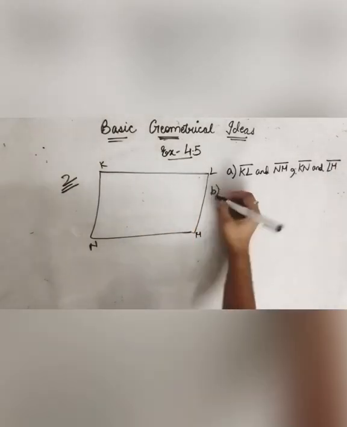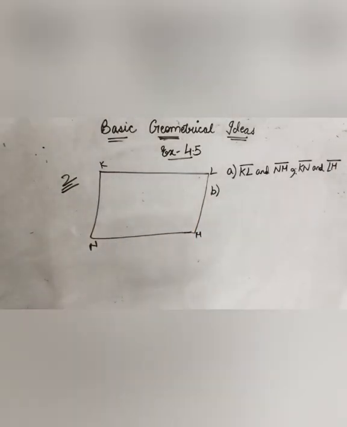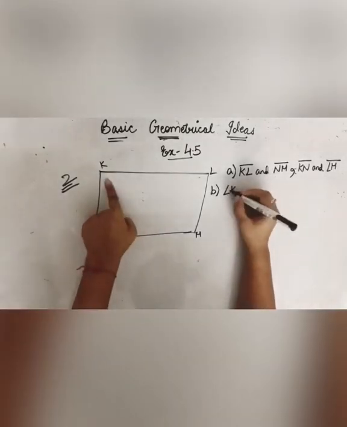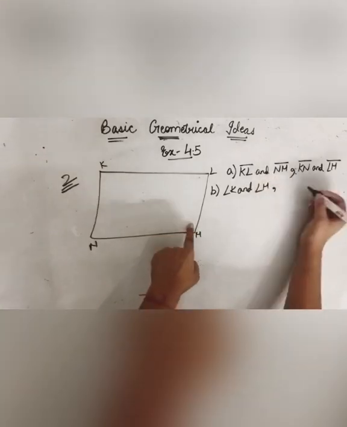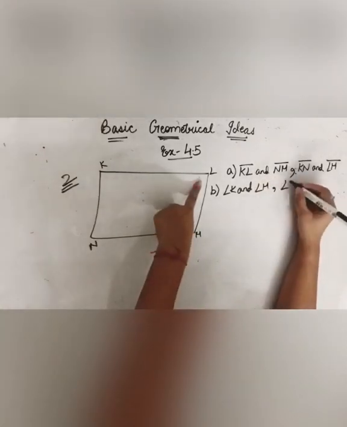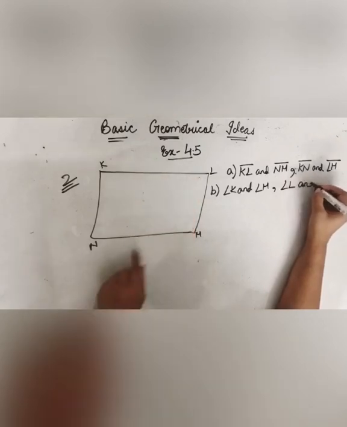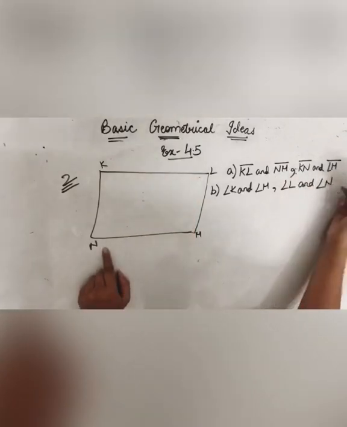B part, two pairs of opposite angles. If I am taking angle K, the opposite of angle K is angle M. This is the first pair. Second is angle L and angle N.